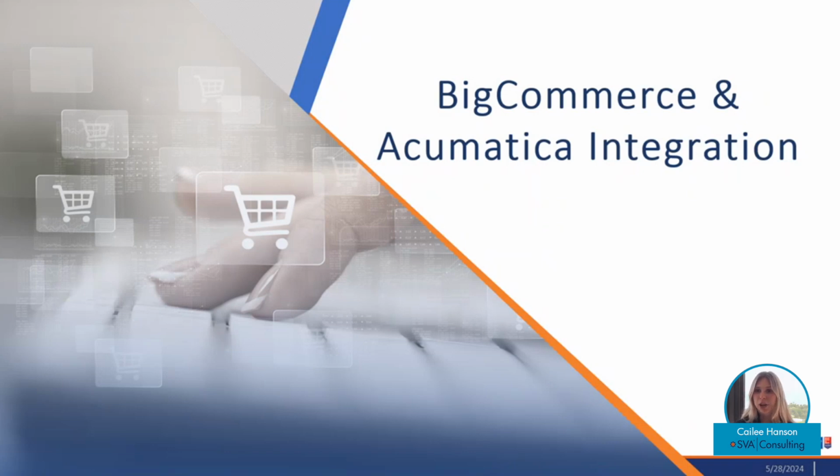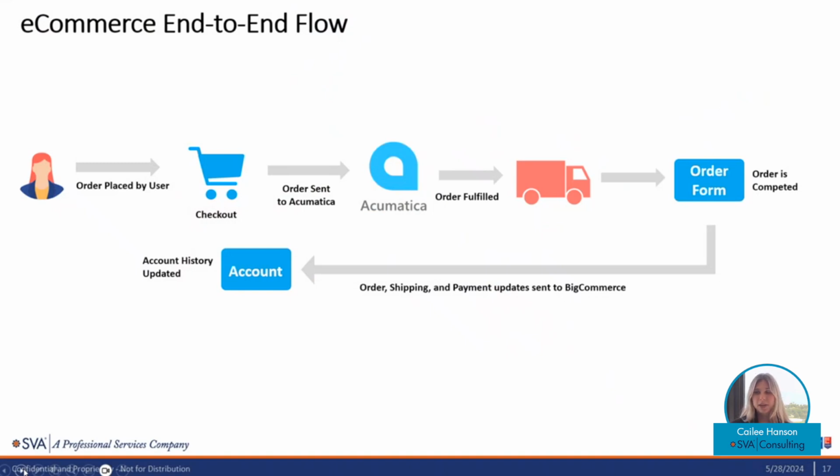So let's start by taking a look at the high-level flow. The process begins with the customer placing an order within the BigCommerce storefront. Once they check out, the order is sent in real time to Acumatica. The order comes into Acumatica along with the correct shipment and payment information, where it can then be fulfilled. As the order proceeds through that typical fulfillment process in Acumatica, order status updates are sent to BigCommerce for consistency and visibility throughout the entire process.